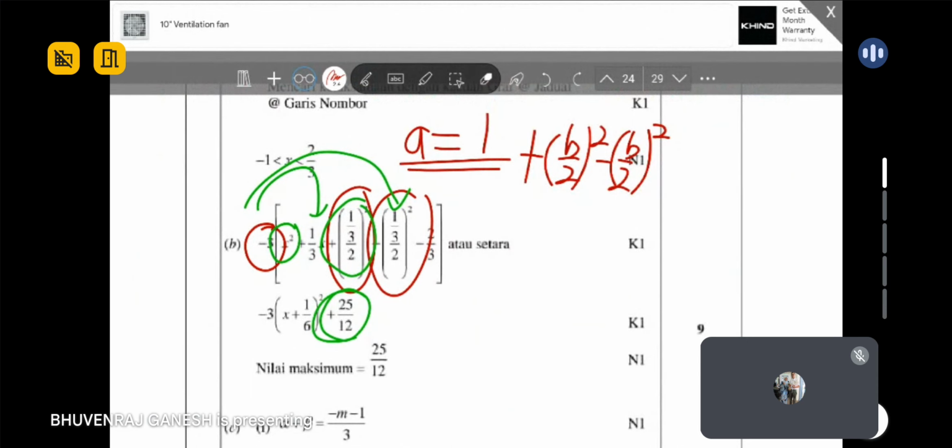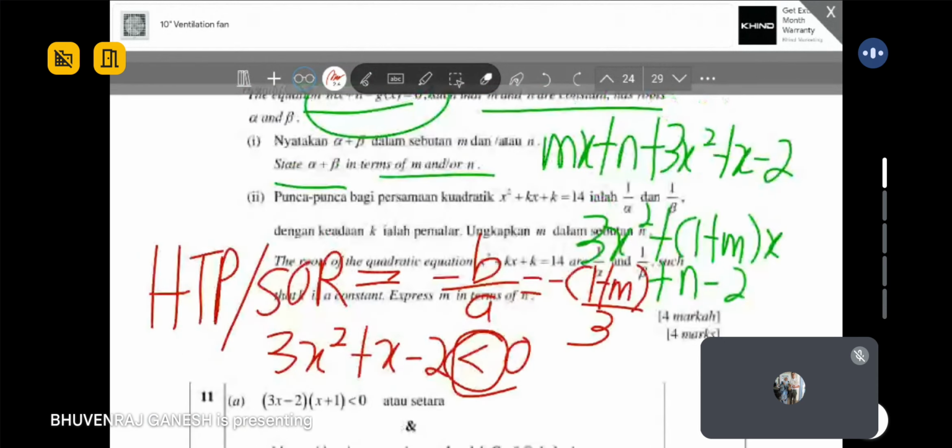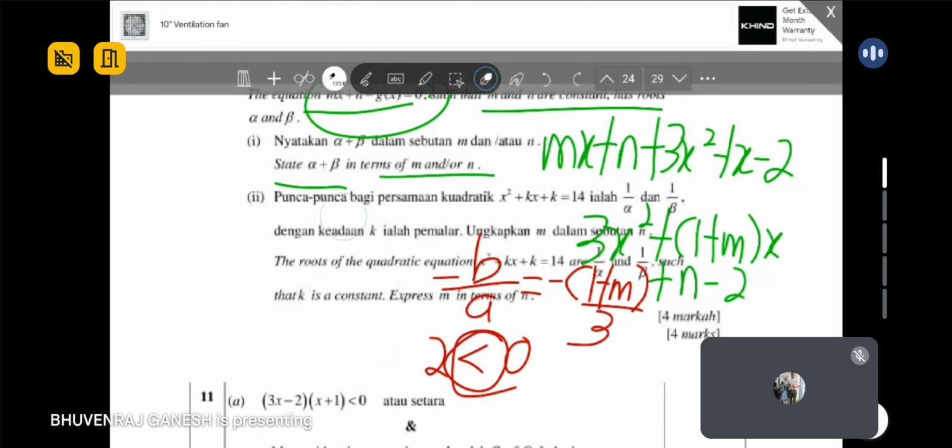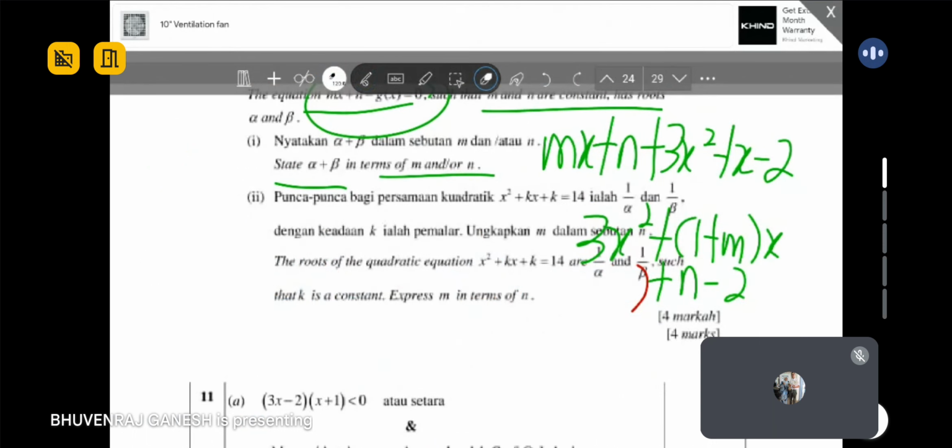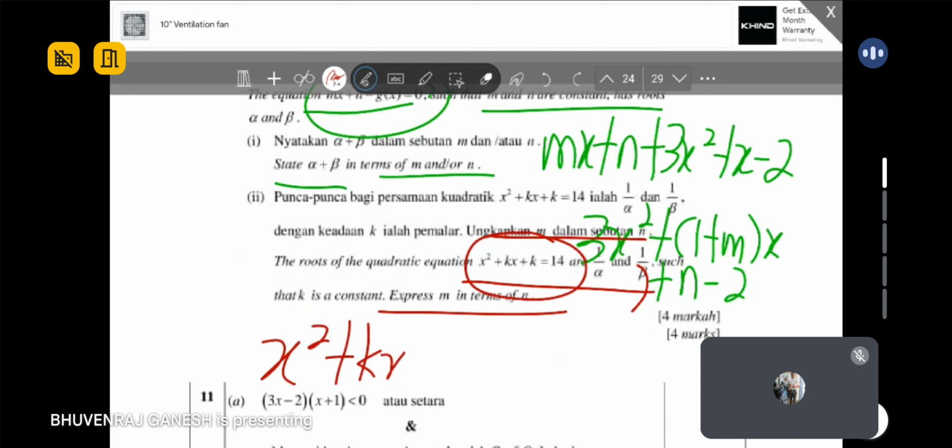All right. Okay, so now question C2. Okay, so for question C2, they ask you to express m in term of n. Kamu kena ungkapkan m dalam sebutan n. Okay, so you can use this equation over here. Okay, so now, may I know what is the HTP SOR for this equation? Can anyone tell me? Final answer, SOR.